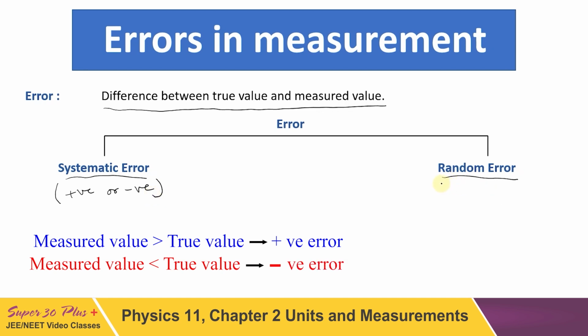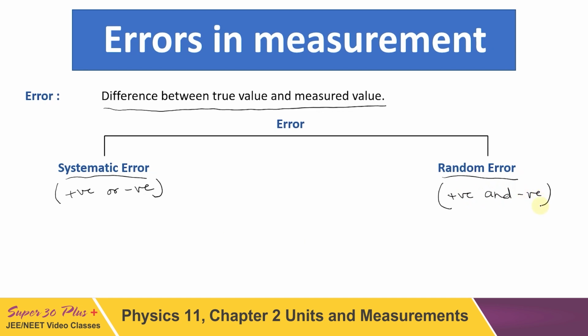Now this is random error. Random error is the measurement where we get both kinds of error. It can be positive as well as negative. Like in one measurement we got positive error and in the next we got negative error. This kind of error is called random error. Now I am going to explain what are the causes that are responsible for systematic error and for random error.